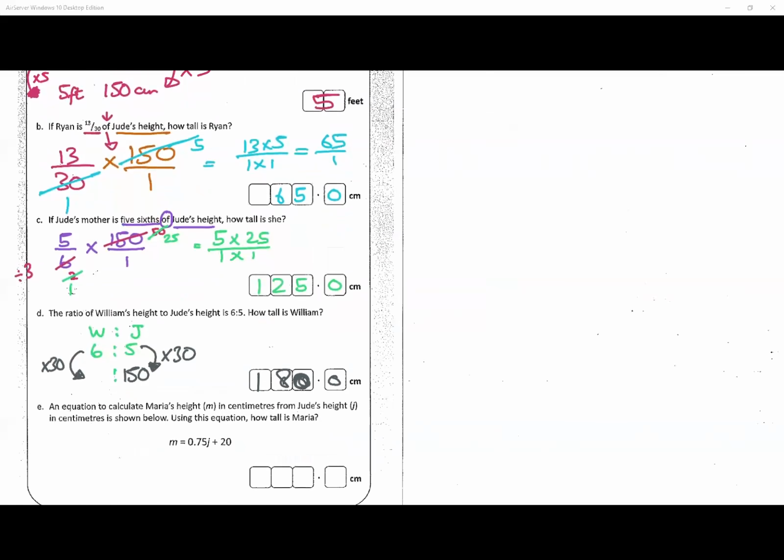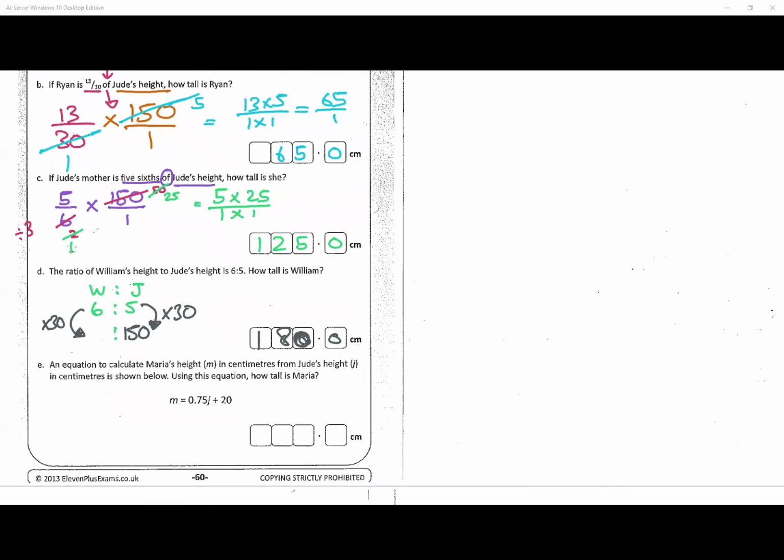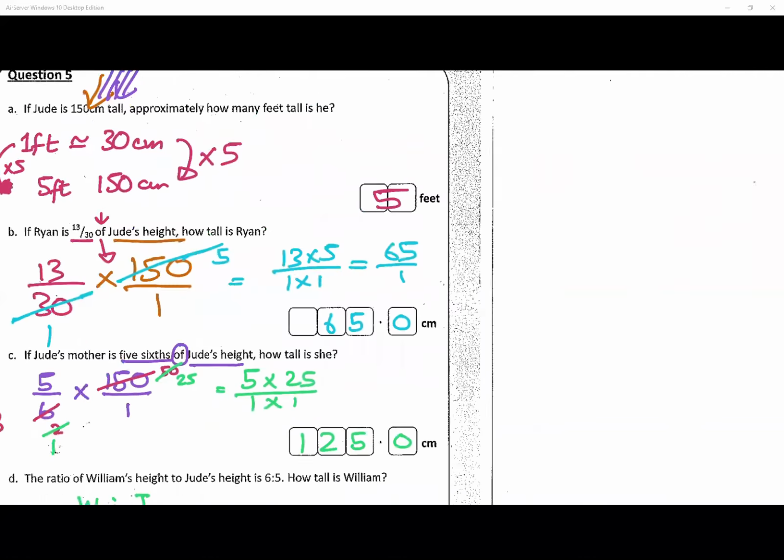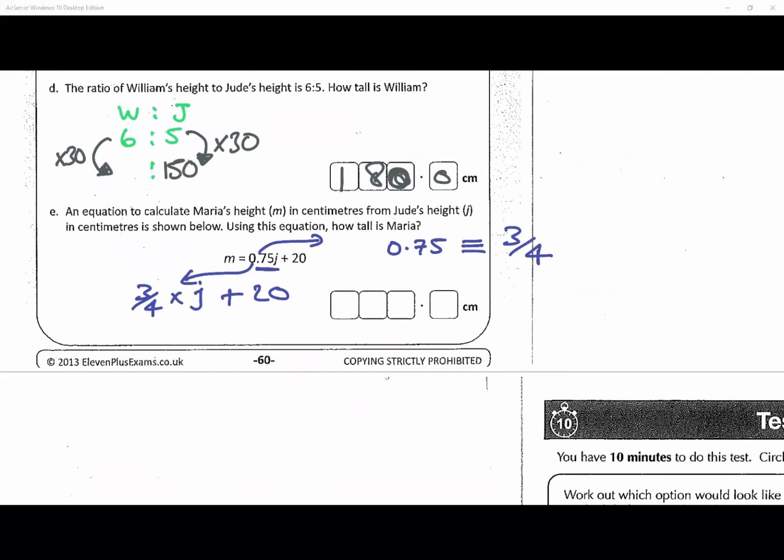Okay, next, E. An equation to calculate Maria's height, M, in centimeters from Jude's height, J, in centimeters is shown below. Using this equation, how tall is Maria? So we've got 0.75J. What does 0.75J mean to you? To me, it looks like Jude's height. 0.75 is the same as 3/4. So you're going to work out 3/4 times Jude's height. That's what that means. There's times there. Then you add 20. Jude's 150 centimeters.